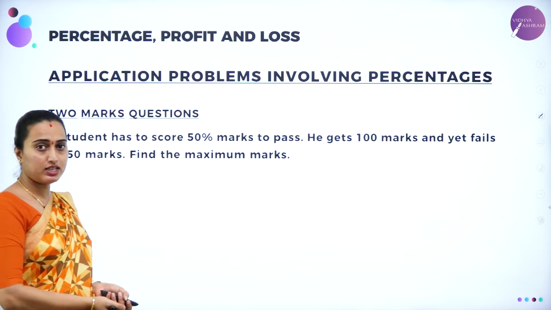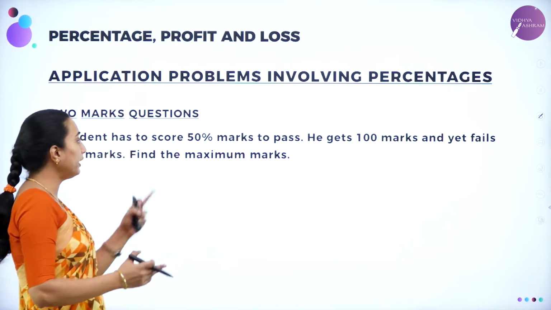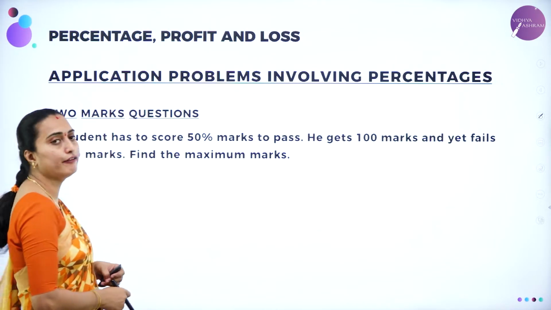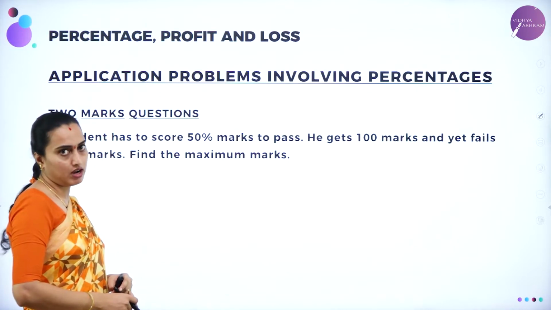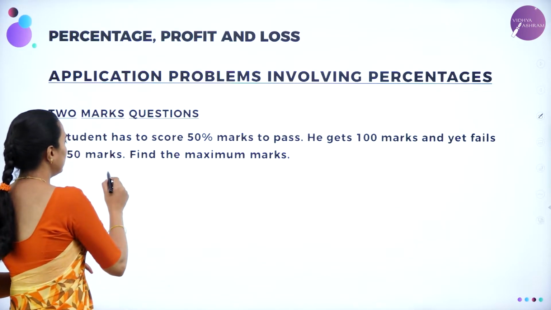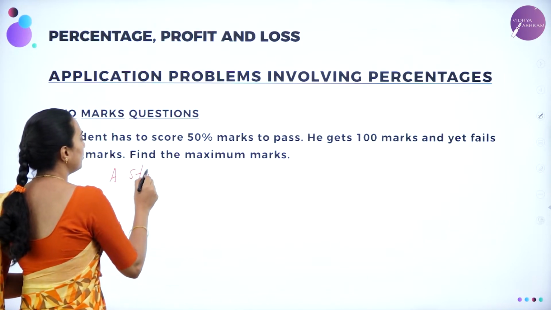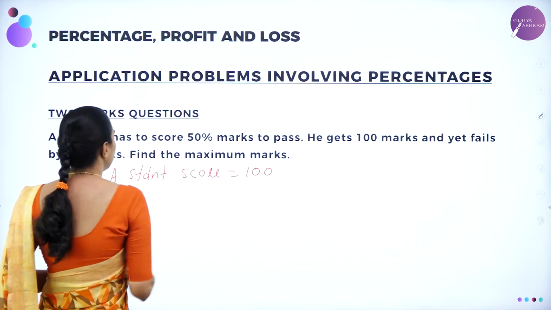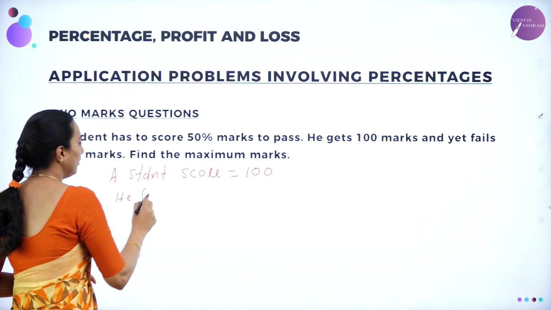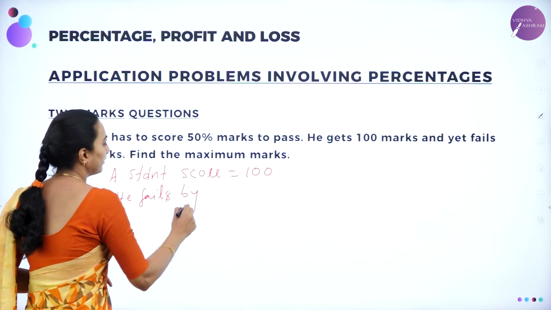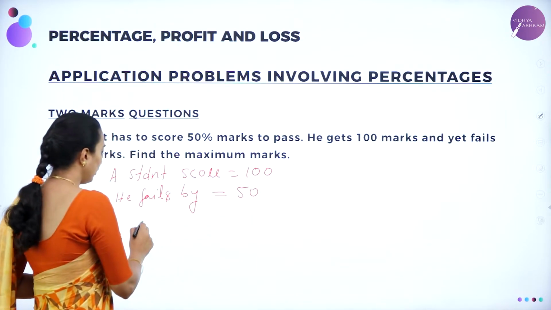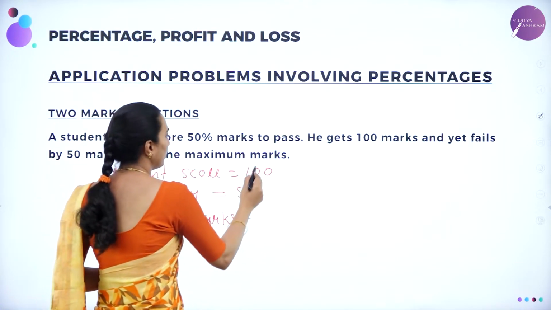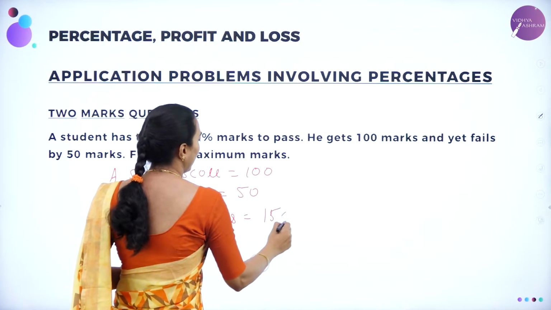What is the next problem they have asked us? A student has to score 50% marks to pass. He gets 100 marks and fails by 50 marks. Find the maximum marks. So what does the student score? The student score is equal to 100. So he fails by 50. Correct? So the total marks will be 100 plus 50, which is equal to 150.